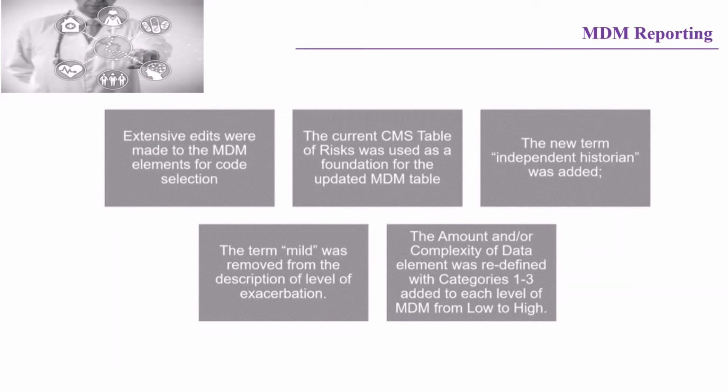The next important component for office visit level selection is MDM for 2021. The level can either be selected using time or MDM documentation. Let's see how MDM affects selecting an E&M level. In 2021, the MDM table has extensive edits in code selection. There is a new term, independent historian, added in the second table of MDM, which is the data review table. There are 3 categories added into data reviewed MDM.